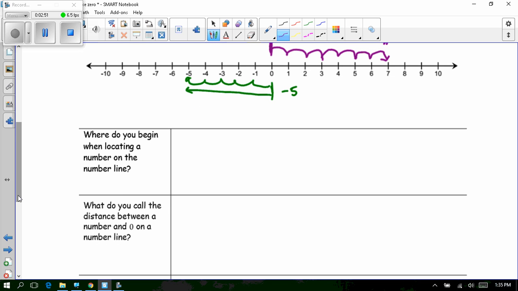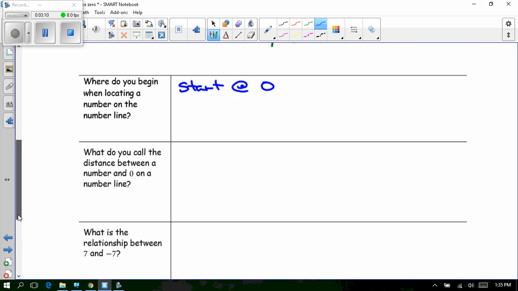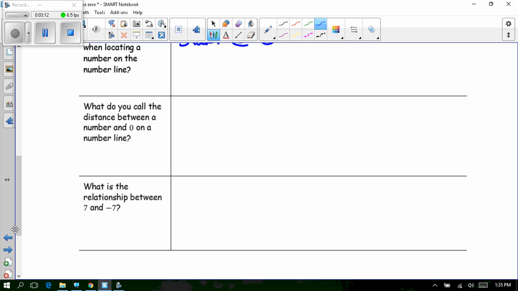Just so we all understand, when you're working on this, and you're going to be doing this a little bit on your own, you're always going to start at 0. You're going to start by drawing a line there so we can get started. The distance between 0 and whatever number we have or are asked to find, there's actually a word for that distance. The distance is called the absolute value.